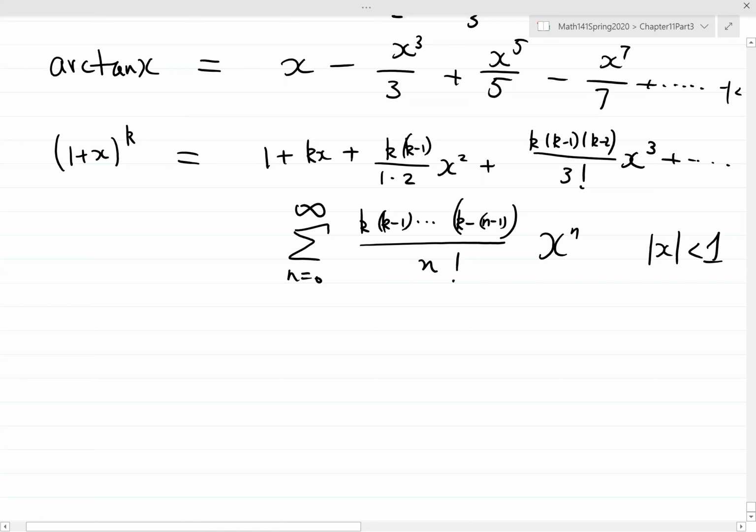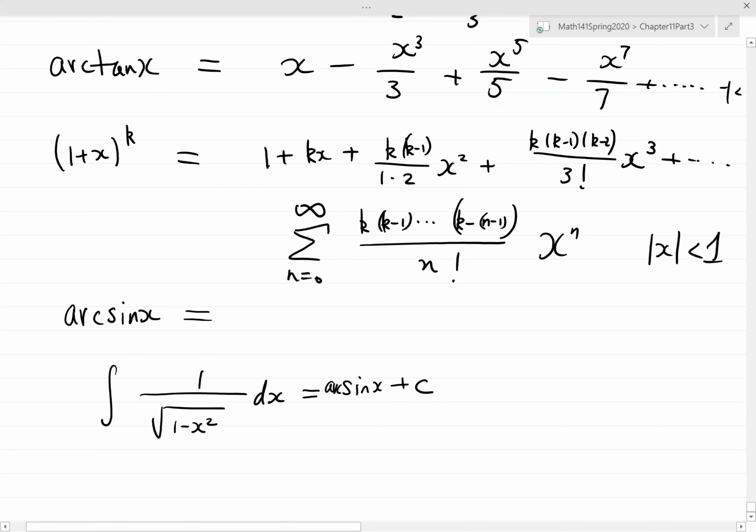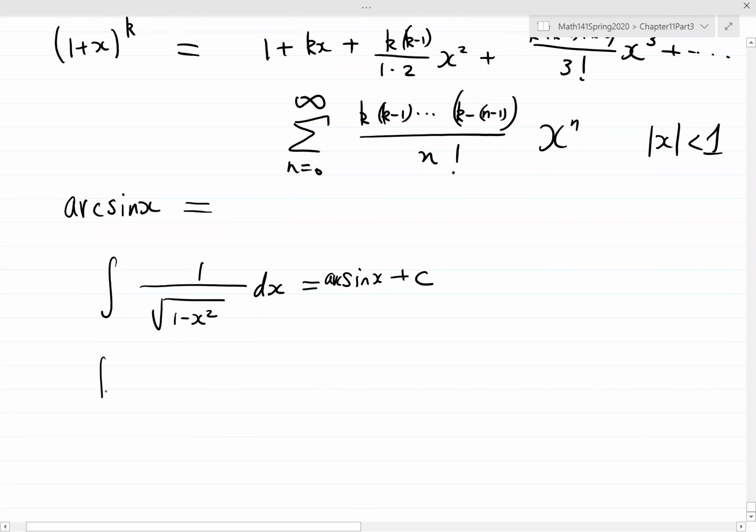Okay, let's see some more examples. Now, can you find arcsine? Find the Maclaurin series of arcsine x. Remember, the antiderivative of 1 over the square root of 1 minus x squared gives arcsine x plus c. So we integrate (1 minus x squared) to the power −1/2 dx.